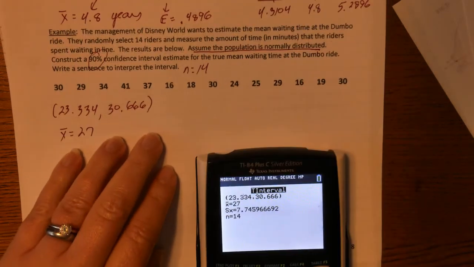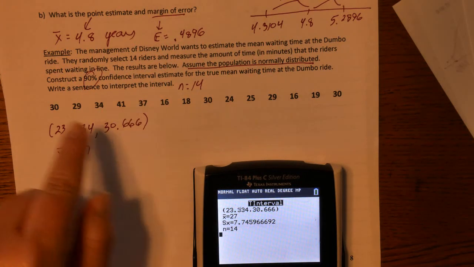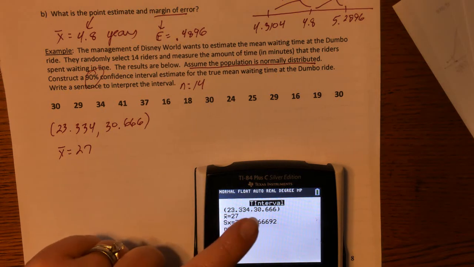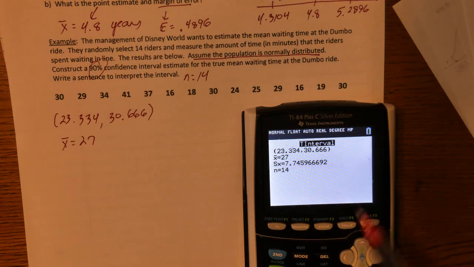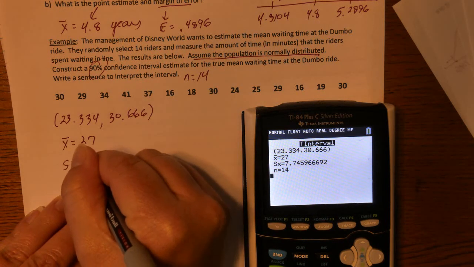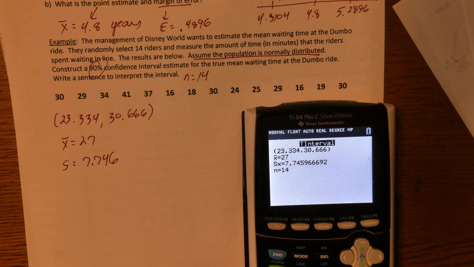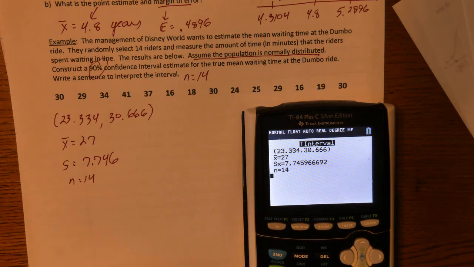Now, we never knew that. They didn't tell us that up here. But I also didn't have to add them all up and divide by 14, because I knew that the T interval feature would give me that. It says, oh, by the way, just so you know, in addition to your interval, here's your mean. Your mean was 27, and your standard deviation was 7.746 or whatever you wanted to round to. And notice it even lets me know, hey, your N was 14. You had 14 numbers.